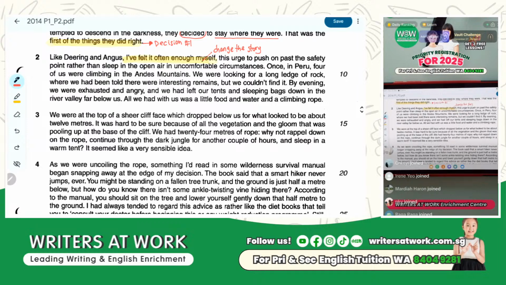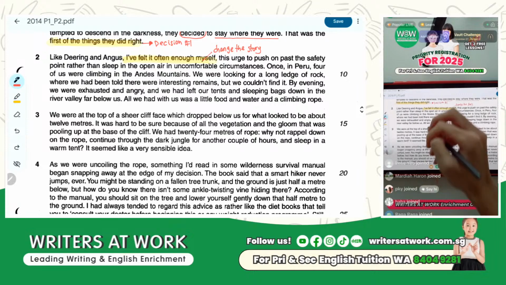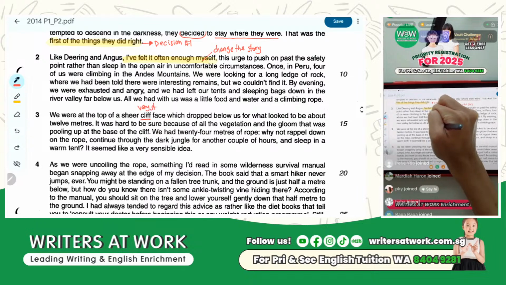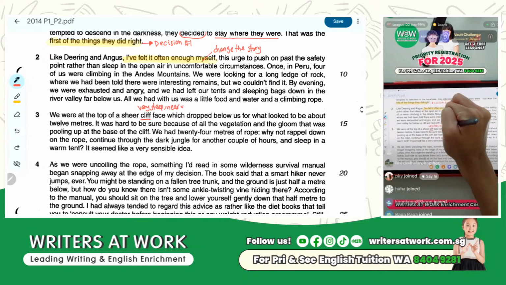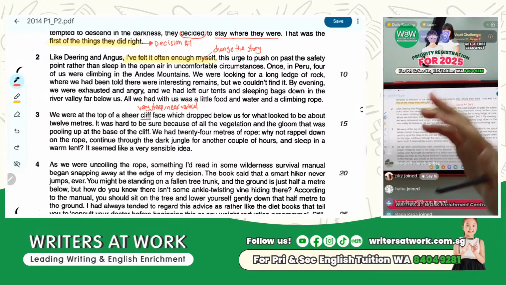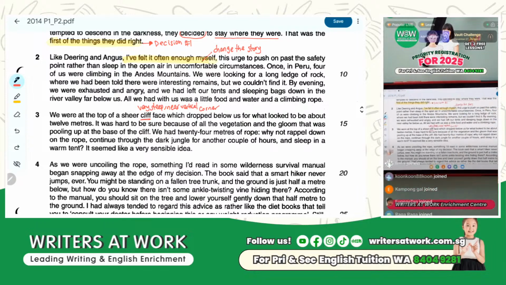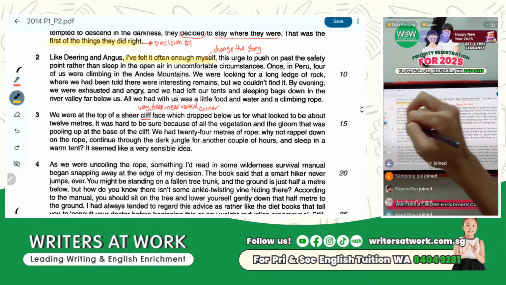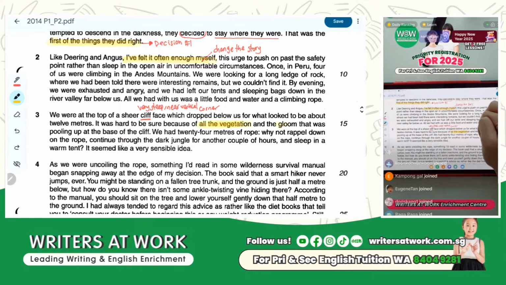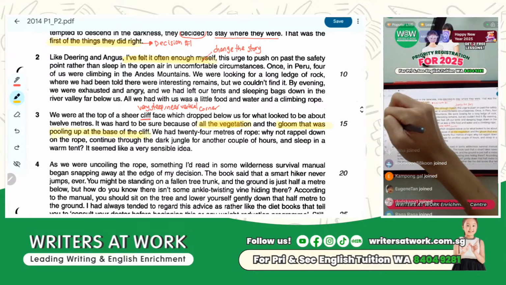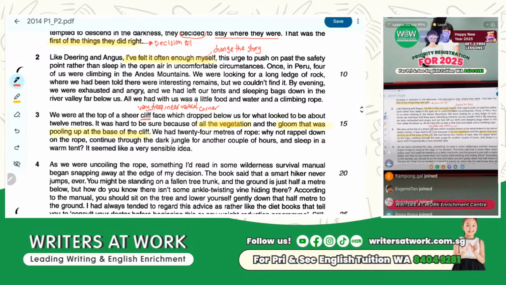Now the interesting point is in paragraph 3. Now you can see they were at the top of the sheer cliff face. Cliff here refers to something very steep, or it could be a near vertical corner of the mountain. And you can see that he wasn't sure about how high they are because of all the vegetation, and also because of the gloom that was pooling at the base of the cliff. Okay, so when we look at these two, we are looking at how the visibility again is low.